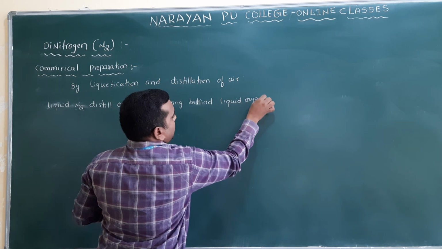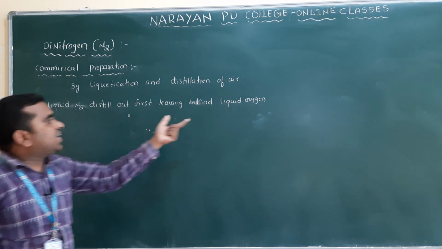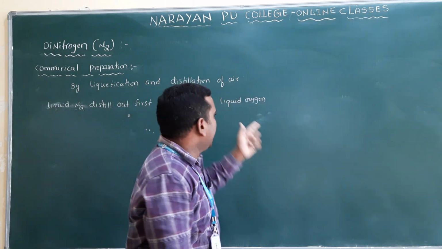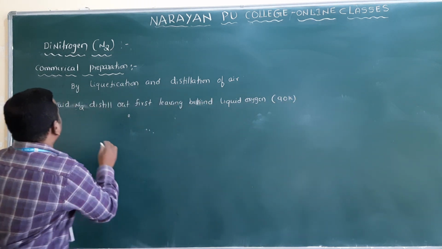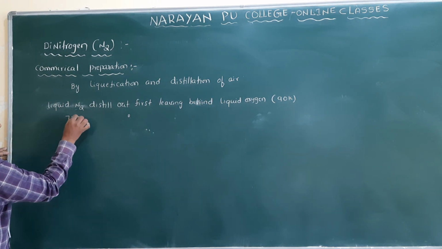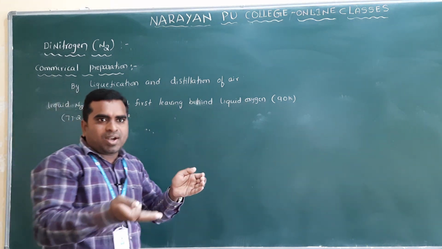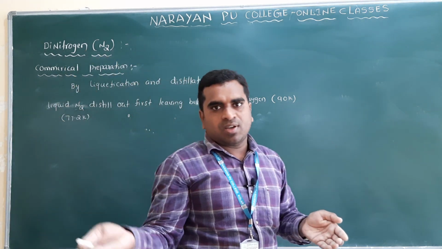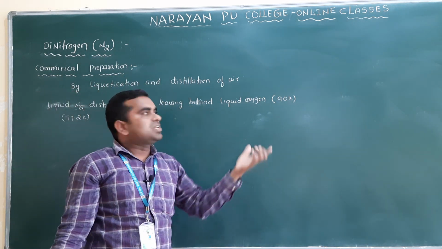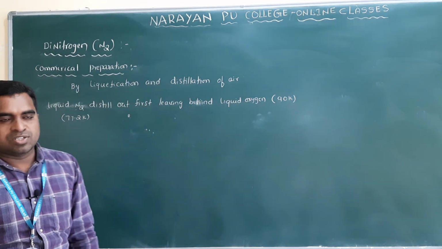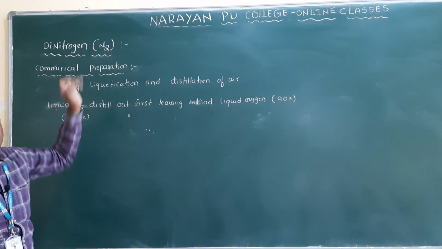Why? Because this liquid nitrogen has a low boiling point compared to liquid oxygen. Liquid oxygen's boiling point is 90 Kelvin and liquid nitrogen's boiling point is 77.2 Kelvin. Having the lower boiling point, nitrogen will be distilled out first. Clear? So that's why nitrogen distills out and oxygen is left in the liquid mixture. So this is the commercial preparation of dinitrogen.